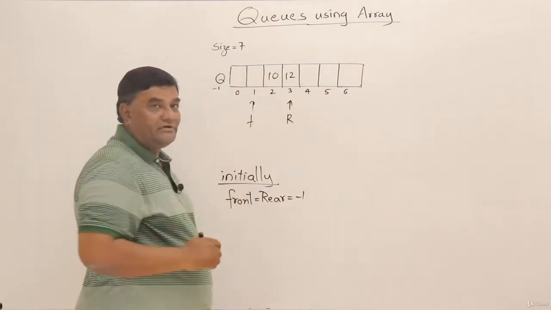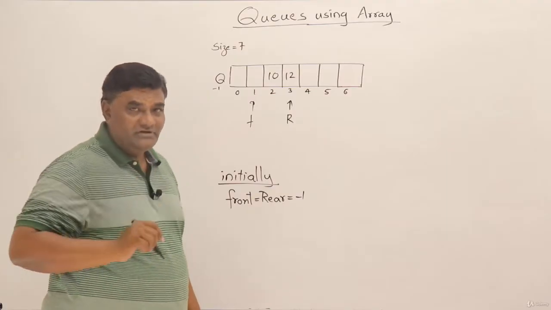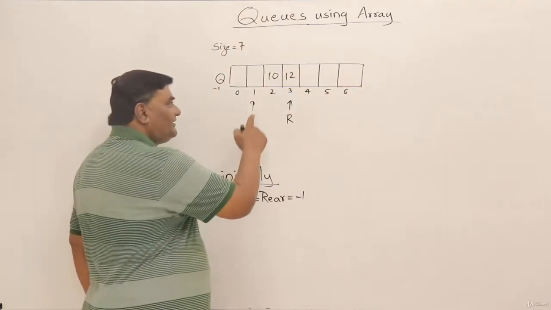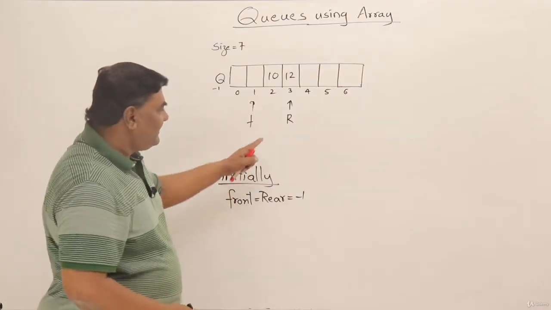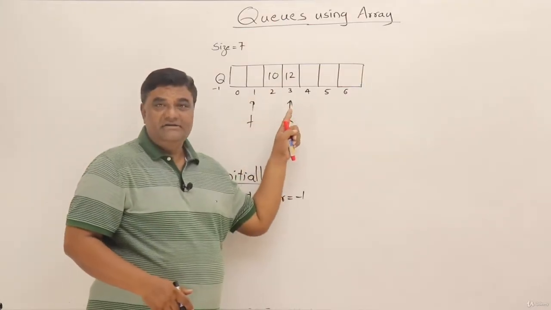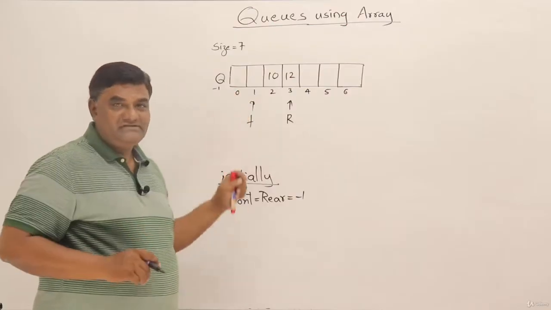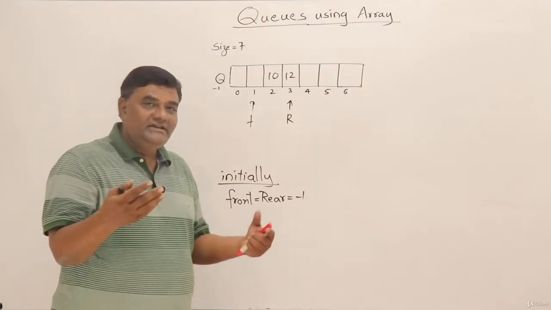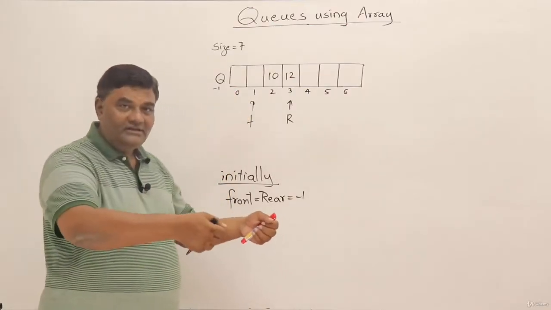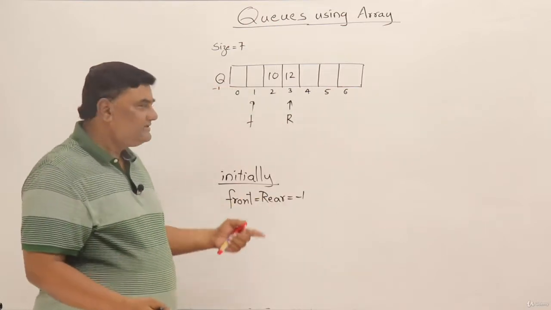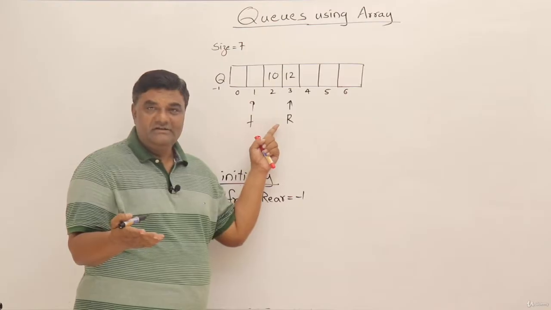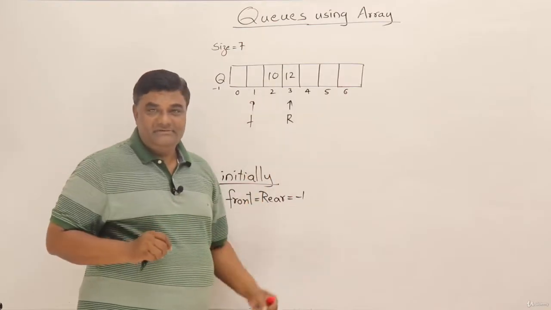This counter is moving forward. And one more thing to observe: I am keeping the front pointer before the first element, not upon the first element, whereas rear is pointing upon the last element. Logically, if you see the counter, that counter will not be upon the first person, right? It will be in front of the first person. So front is acting like a counter, pointing before the first element.